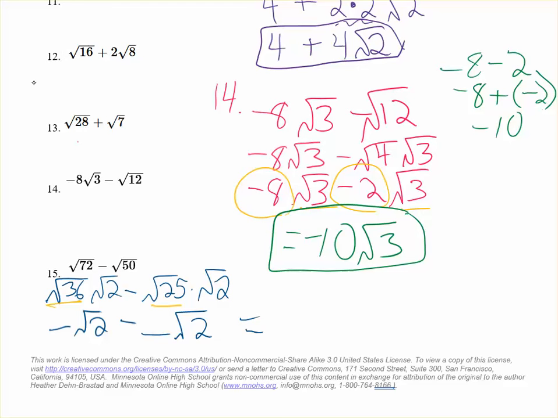That means you will be able to combine, and you will do that by looking at the numbers that are in front, and in this case it's a subtraction problem, so you will take the number in front of the first term minus the other one, and you will get something, and your answer will be that number times the square root of 2. So I'll let you finish that one up.